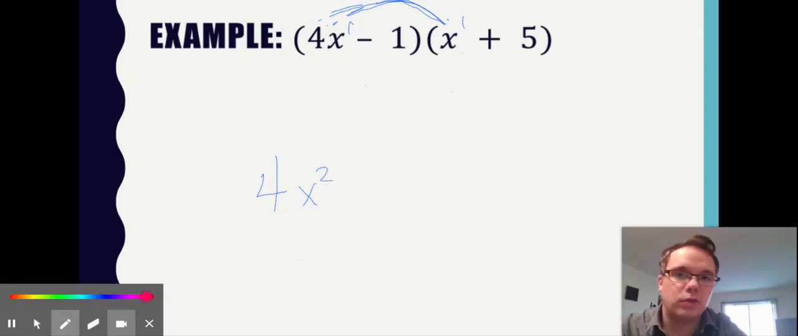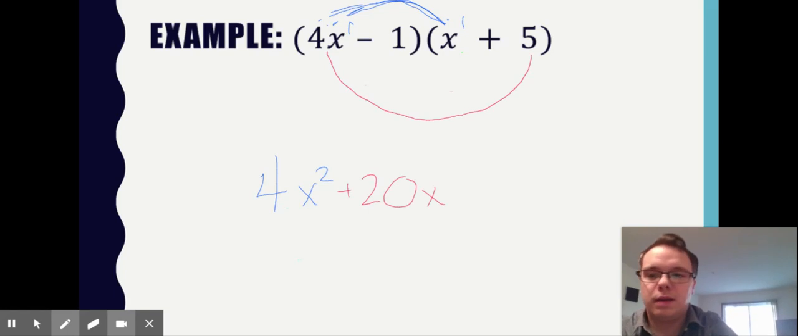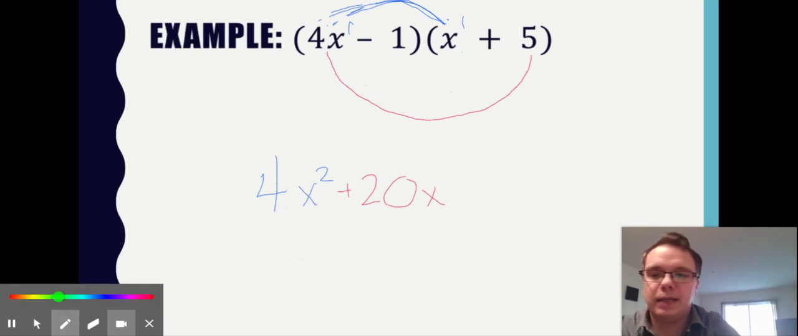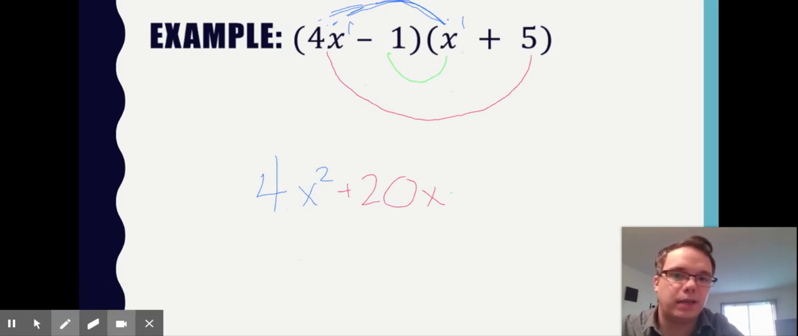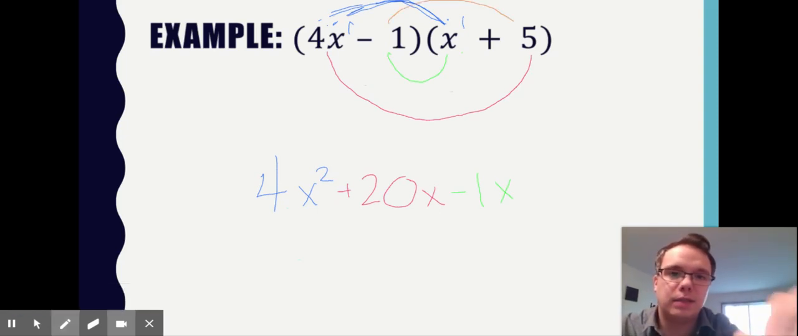All right. O stands for outside, so those are the ones that are on the outside, so 4x and 5. 4x times 5 is 20x. My I stands for inside. So I'm going to take my negative 1 times x, and negative 1 times x is negative 1x. And then finally, I have my last. Last is negative 1 times 5. Negative 1 times 5 is negative 5.